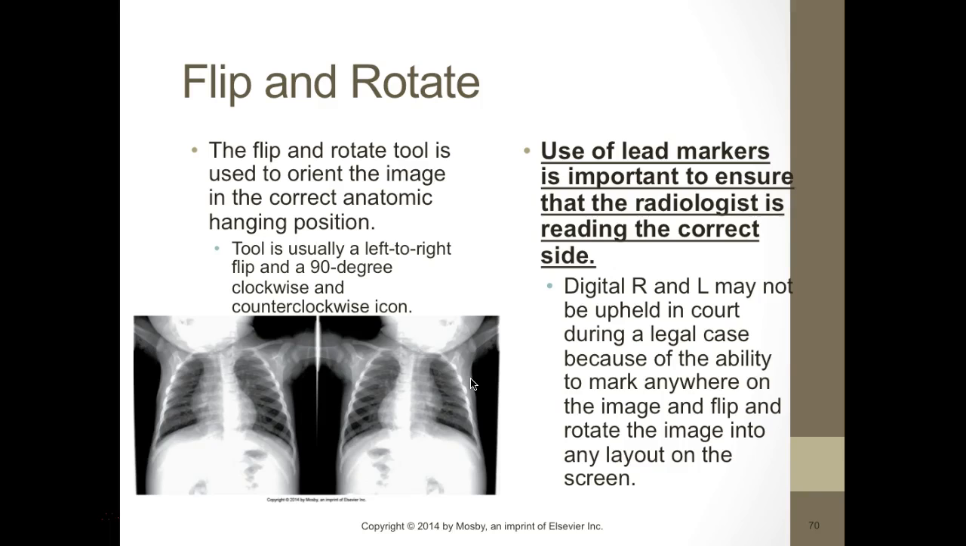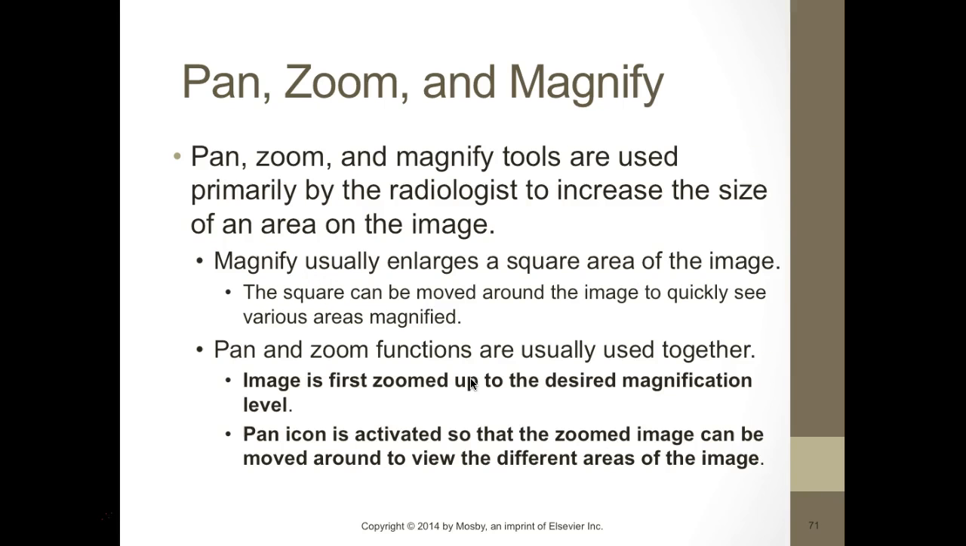So digital R and L may not be upheld in court during a legal case because of the ability to mark anywhere on the image and flip and rotate the image into any layout on the screen. So when I tell you that I failed you on a comp because you didn't have your marker on, but you tell me you annotated your marker on, it's still not going to work. I will not accept it. It will not hold up in court if you do not have a lead marker on your film. Your film is not legally sound.